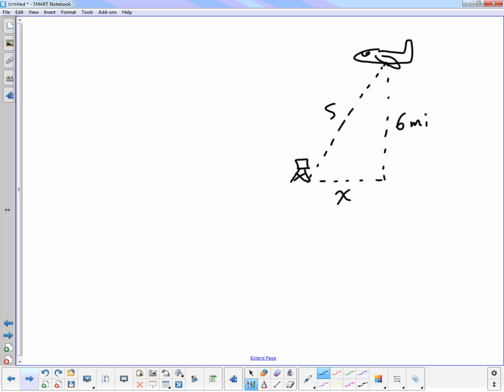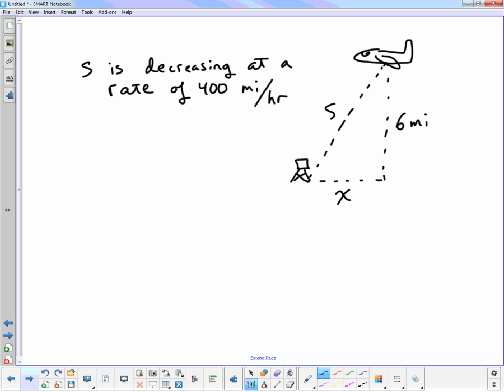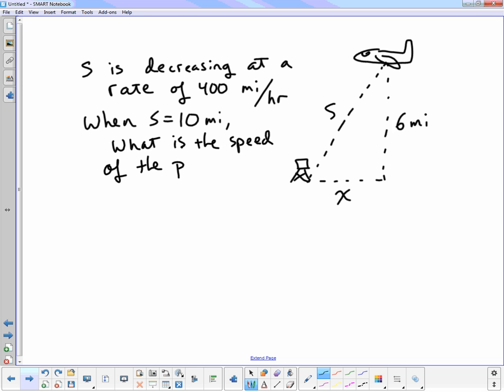The airplane is 6 miles up. Well, 30,000 feet. It's close. Sure. Space is defined at 100 kilometers. So, anyway, if S is decreasing at a rate of 400 miles per hour, when S equals 10 miles, what's the speed of the plane?